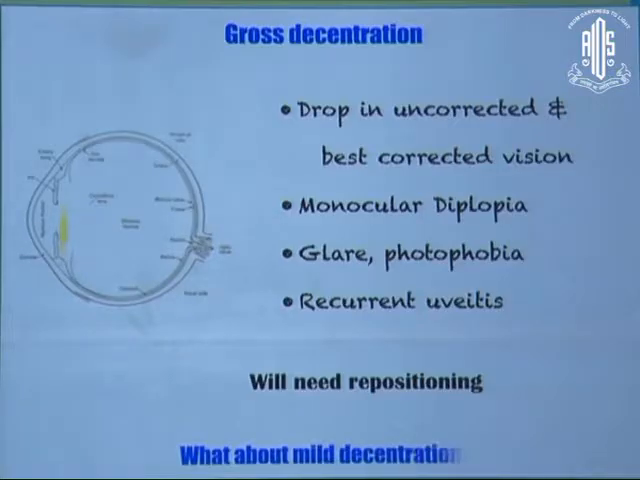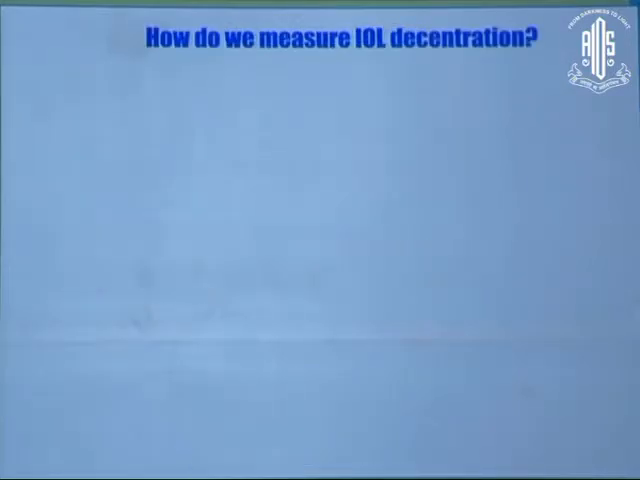But what about those cases where there is mild decentration? How do we actually define mild decentration? Well, as of now, there's no definite definition of the same in the literature. But there have been various ways to measure IOL decentration.